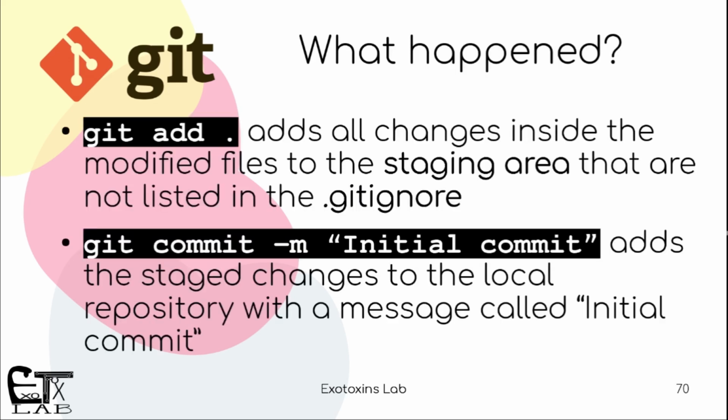Now let's go a little bit more direct. So when I have a project, I usually use the command git add dot. This will add all changes inside all the modified files to the staging area, and it will choose, of course, all those that are not listed in the gitignore. And then, once they are all there, the first one is usually git commit, and I tell it that the message associated with that commit is called initial commit. And then it will add all the staged changes to the local repository with a message called initial commit, so I can find that again.